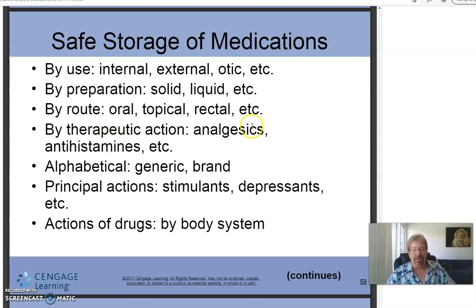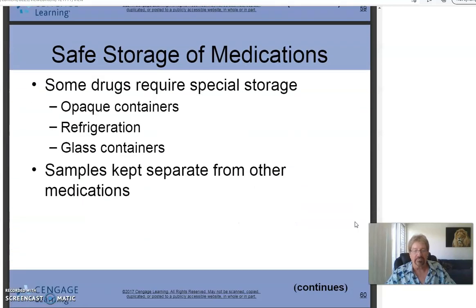By therapeutic action, analgesics or painkillers, antihistamines reduce snotty nose and stuffy. Alphabetical, generic and brand names. Principal action, stimulus, depressant, etc. Action of drugs by body system. So there's different ways to catalog all this stuff, guys.